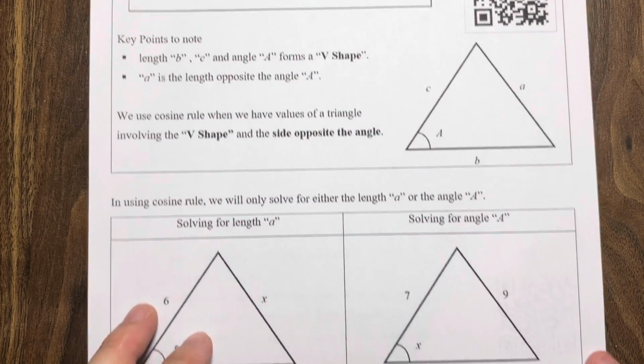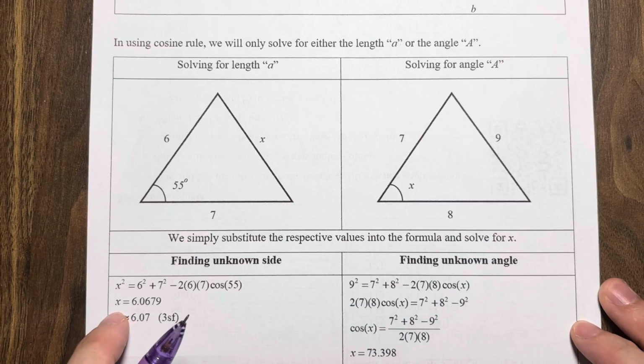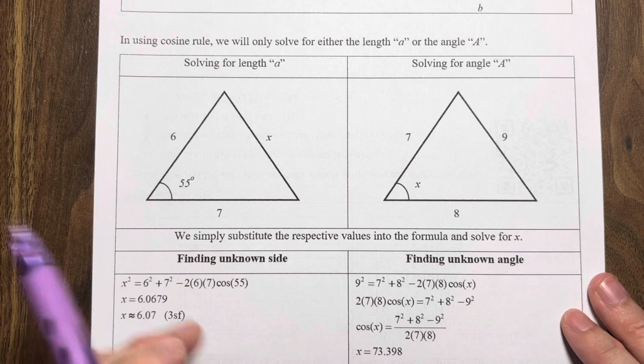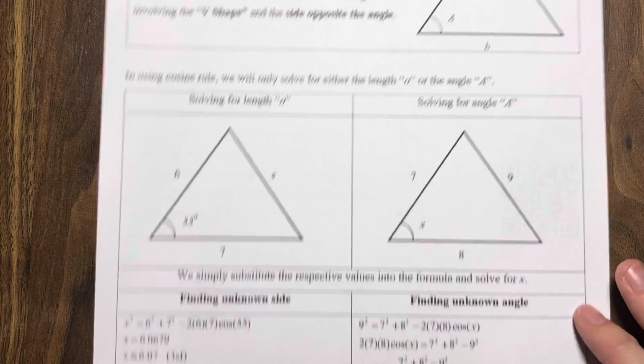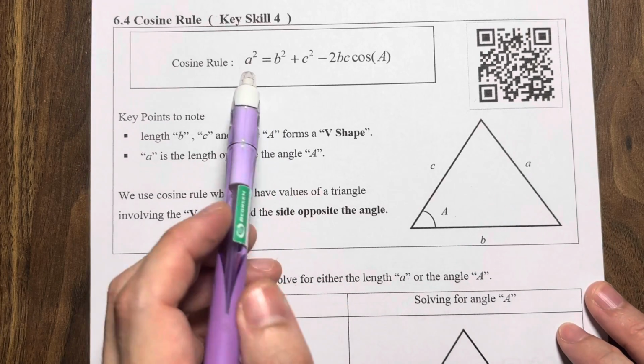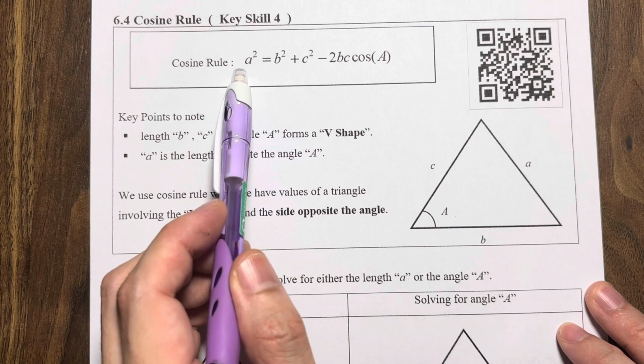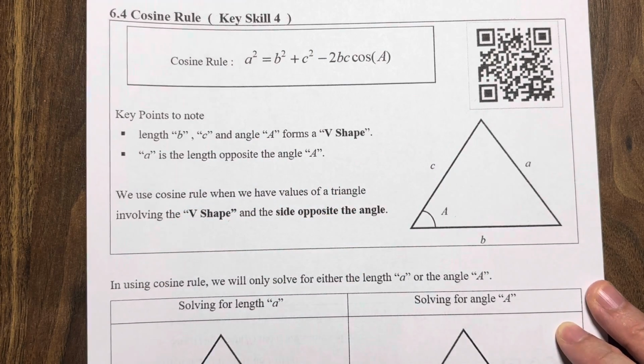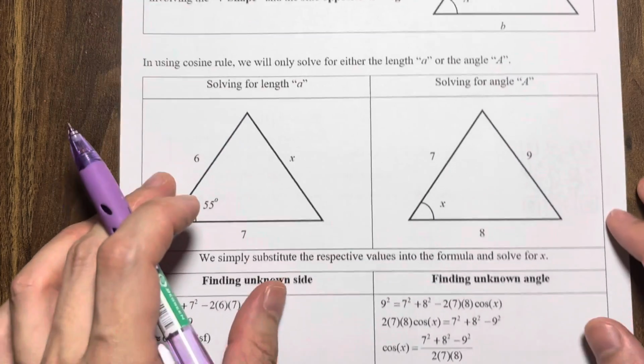So the question is, how do we use the cosine rule? In E-math, in fact for the cosine rule in general, there are only 2 things you will solve. You will either be solving for this little a, which is the length, or you will be solving for this capital A, which is the angle. There are only 2 situations, so let's look at them one by one.